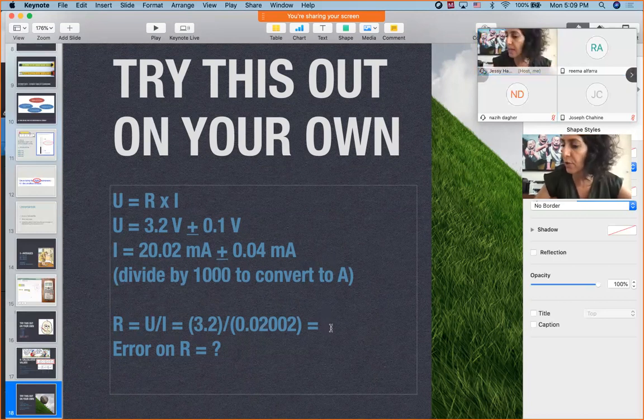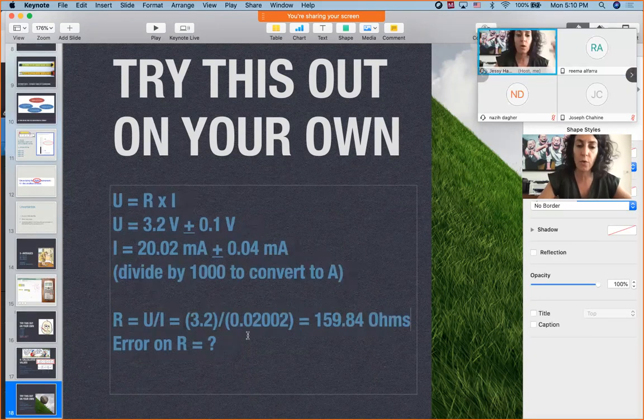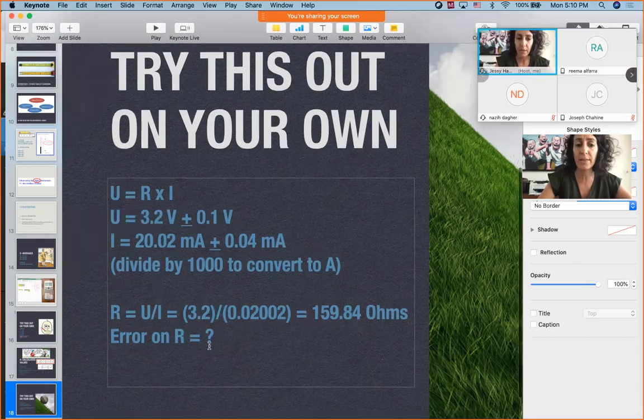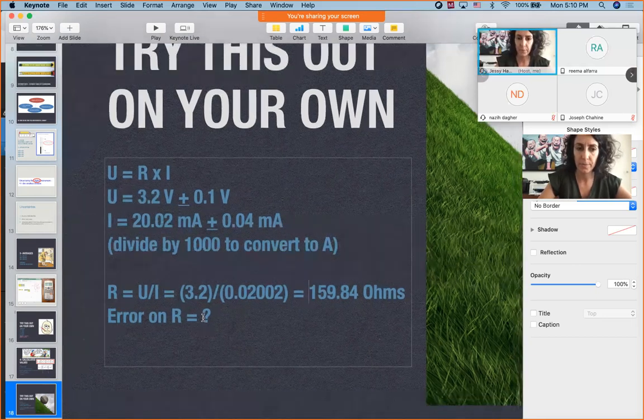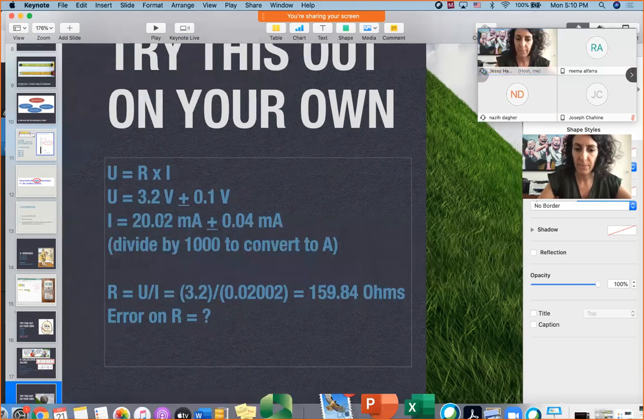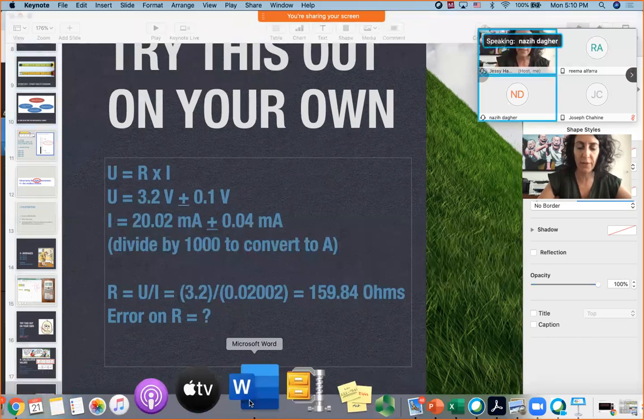You should always have your calculators close to you. My calculator just gave me this one. I'm not going to round it. I can write ohms if I want, or volts per ampere. I will keep it as such and wait until I find the error on R. How do I find the error on R? Propagation of error.